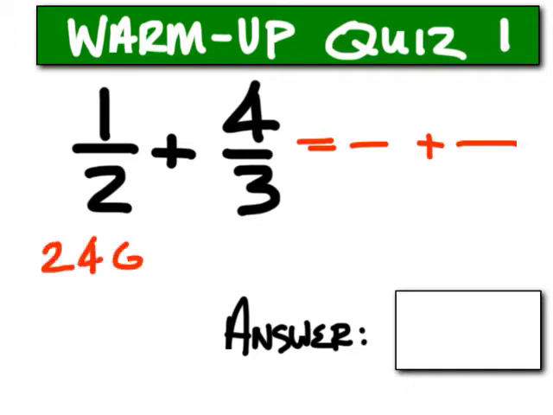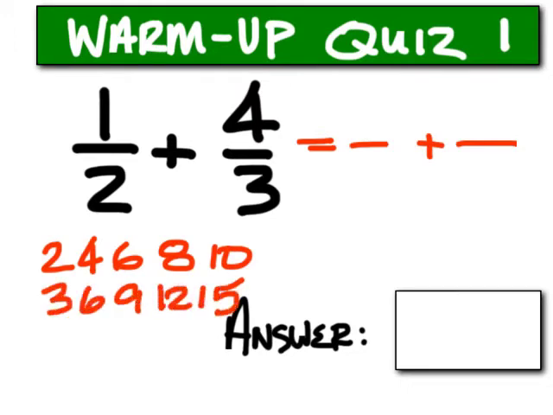2, 4, 6, 8, 10, and then the multiples of 3: 3, 6, 9, 12, 15. See if you can find the least number that shows up in both of them, which is what? 6.